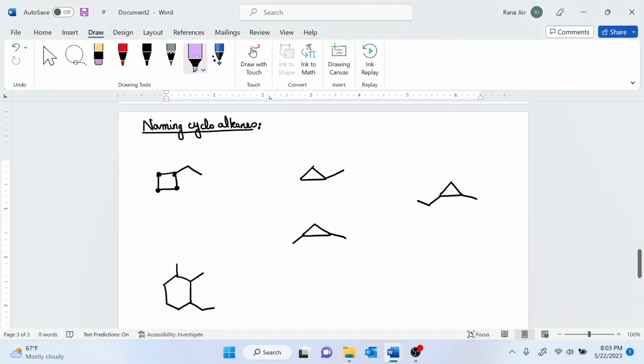Cycloalkanes are named by counting the carbons in the cycle and ending the name with cycloalkane. So this one is going to be a cyclobutane, and then naming the substituents on the cycle. If there is one substituent on the cycle, that substituent immediately is going to be on carbon number 1. It doesn't matter where the substituent is if it was only one substituent.